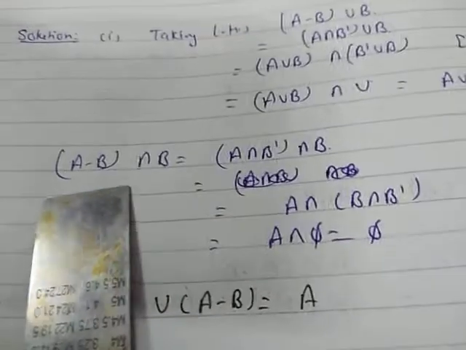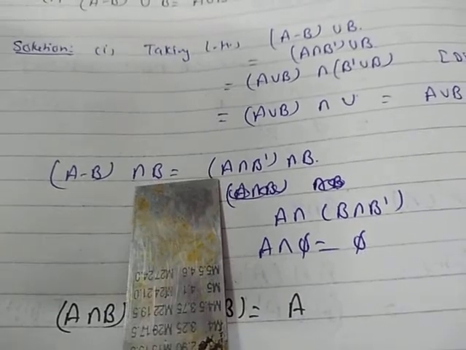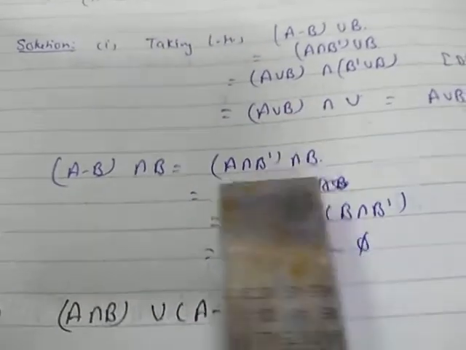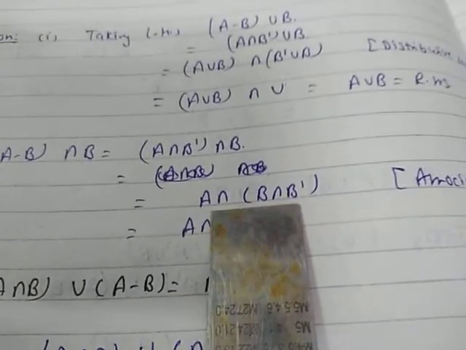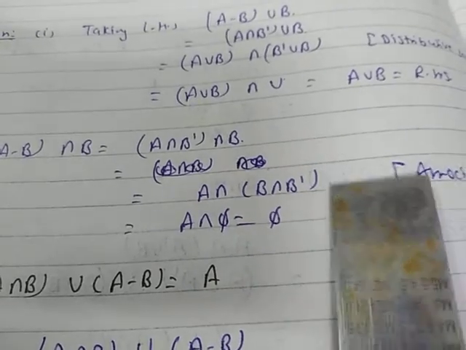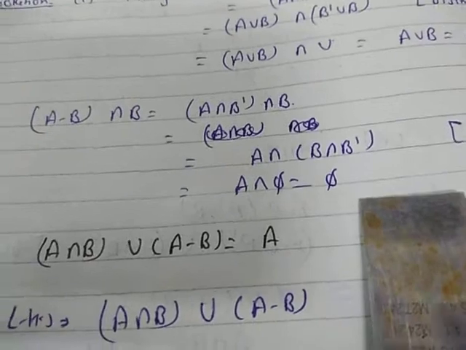Same way it is applicable for this question also. A minus B is A intersection B complement. It is going to intersection with B. So then same sign, associative law. Okay. So this is equals to A intersection B complement. This is phi, therefore A intersection phi is equals to phi.